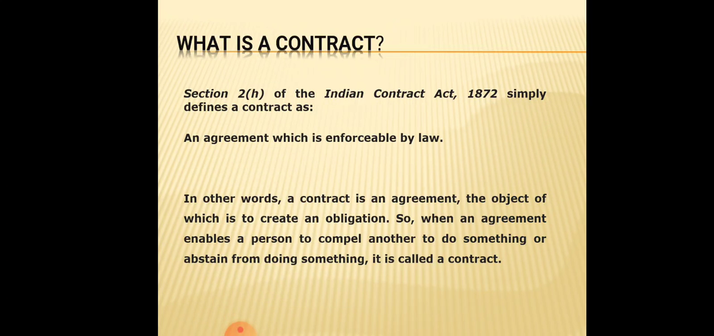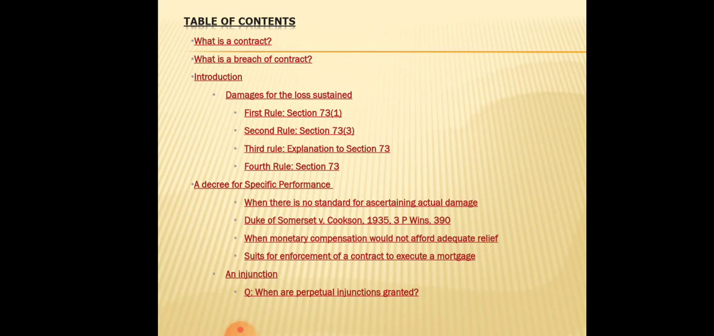In other words, a contract is an agreement, the object of which is to create an obligation. So when an agreement enables a person to compel another to do something or abstain from doing something, it is called a contract. So a contract means to do or not to do anything which is agreed upon under the contract or agreement, and that agreement which is enforceable by law is only treated as a contract.